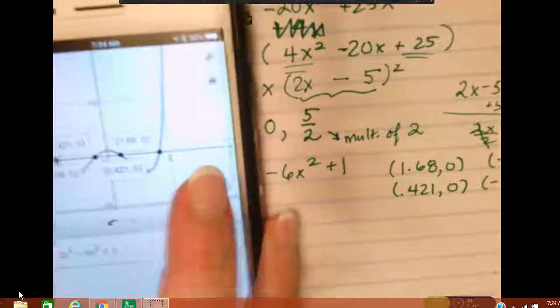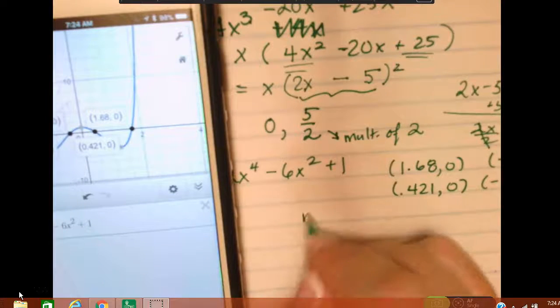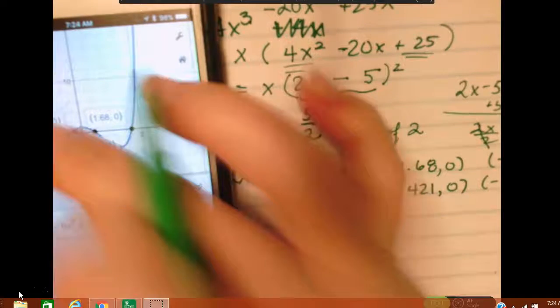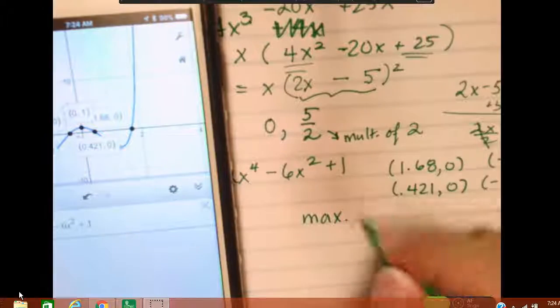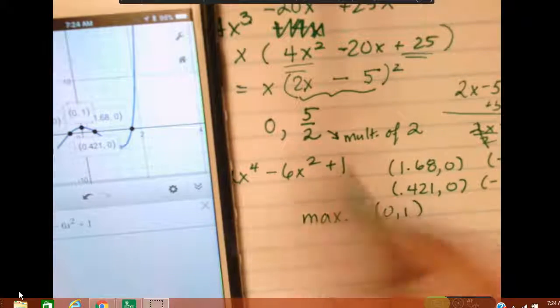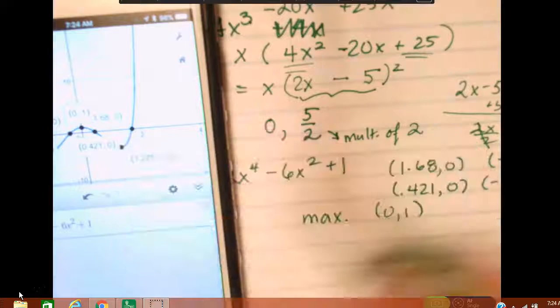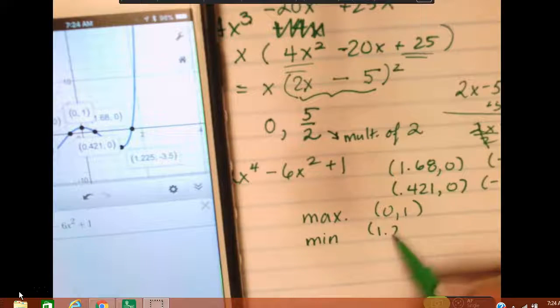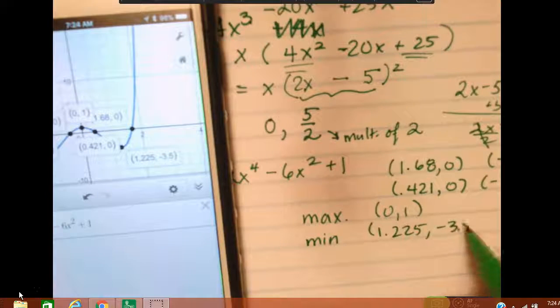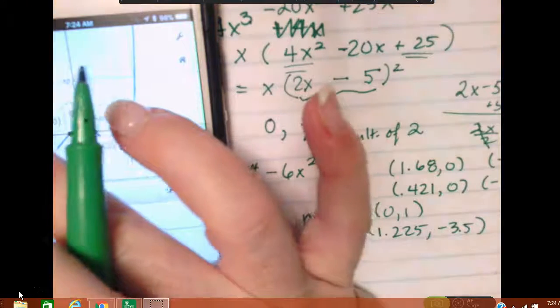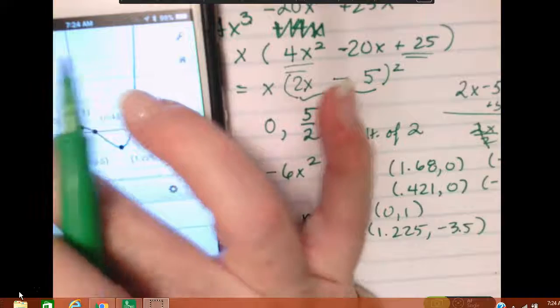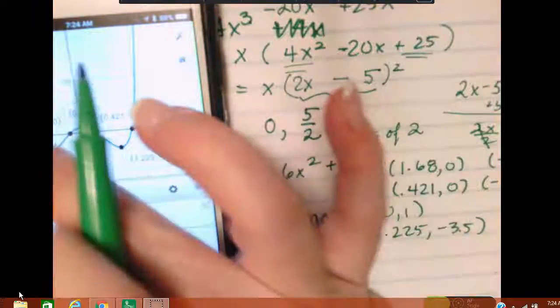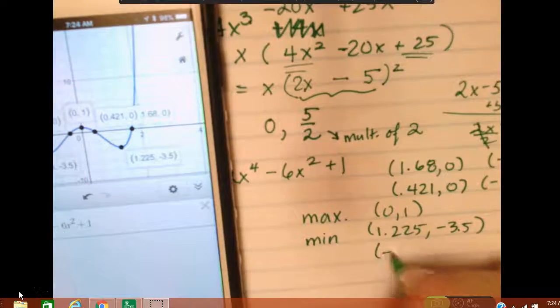So let's go ahead and we can visually inspect, and we have a maximum right here, and that is at 0, 1. And then these two minima, I've got one at 1.225, negative 3.5, and let me turn that off. And there I've got negative 1.225.